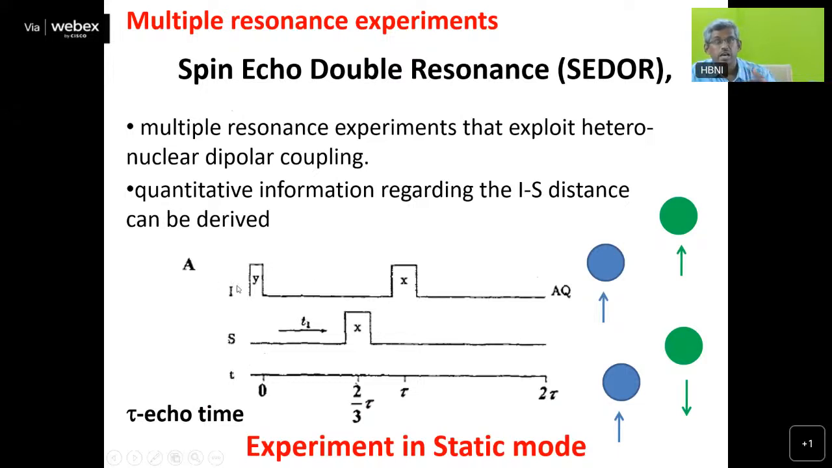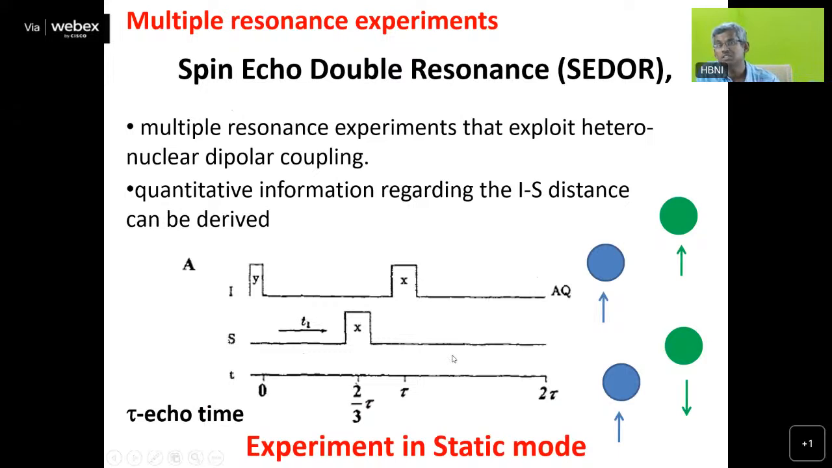What I was telling is that I am doing an echo experiment with the I nucleus, which is, let us say, proton. I could have finished the experiment, taking into consideration the dead time problems, but rather than doing that, I am doing one more pulse sequence in which I am applying a 180-degree pulse on the S channel, which is the carbon 13. I and S are dipole coupled because we are doing the experiment in a static mode. Forget about magic angle spinning for the time being. We are doing the experiment without spinning the sample.